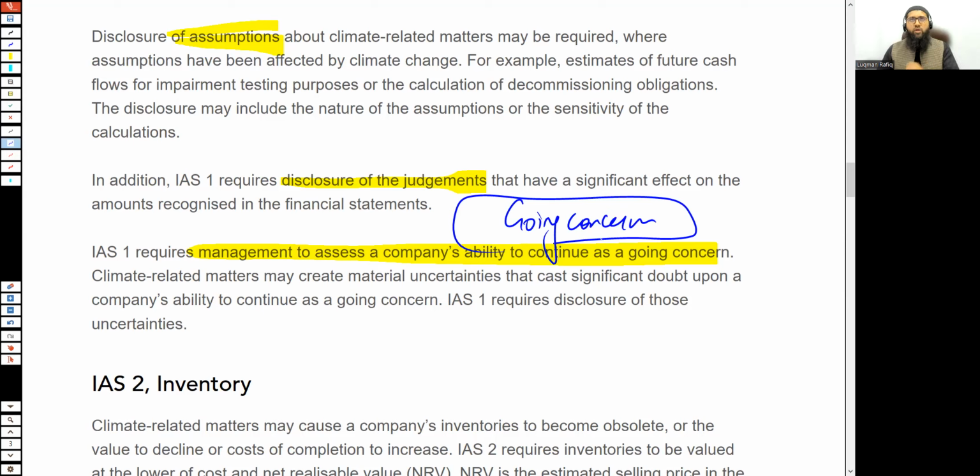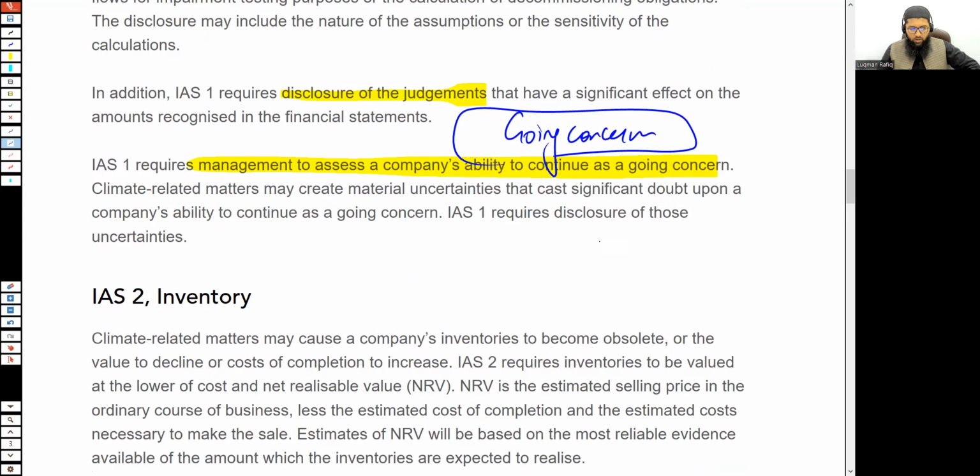So in case you come across an exam question where there are environmental changes, or regulatory changes which pertain to preserving the environment or the climate, what you need to do is talk about how the entity is required to give the disclosures if this has a material impact on the entity.